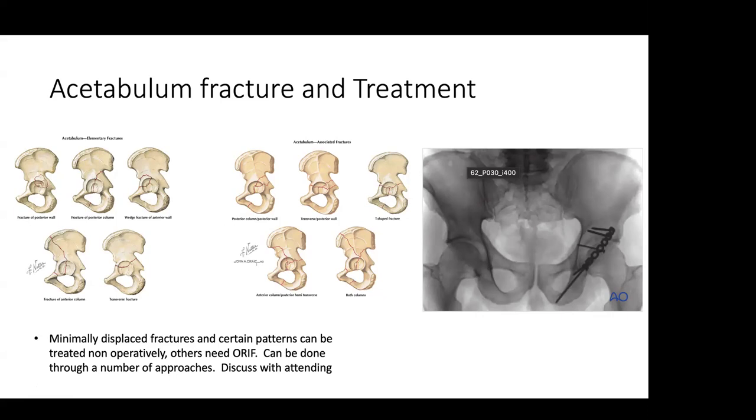Old patients that fall and have acetabulum fractures tend to have this fracture right over here, anterior column posterior hemitransverse, or they tend to have a wedge fracture of the anterior wall. If there's a displaced or unstable fracture, then there's a number of approaches and a number of fixation strategies. That's basically why you do a trauma fellowship. And again, that's usually something that's done at Jersey Shore. I wouldn't recommend anyone do an acetabulum fracture at Ocean Medical Center.